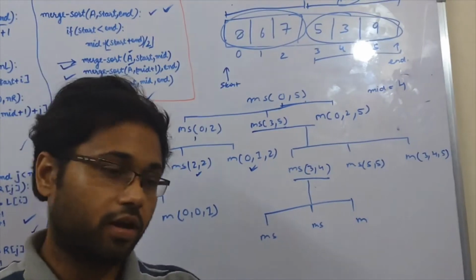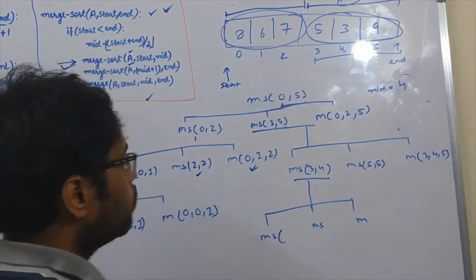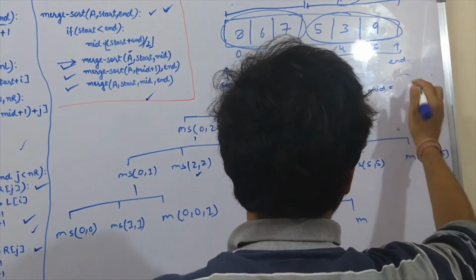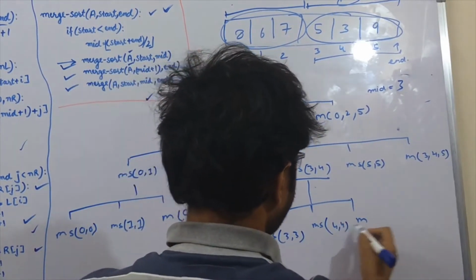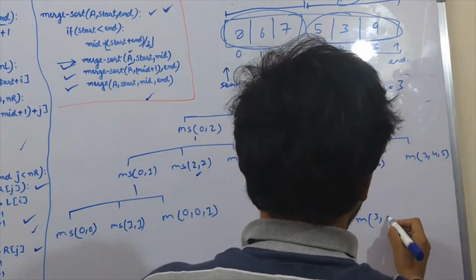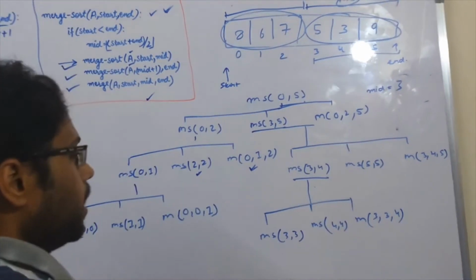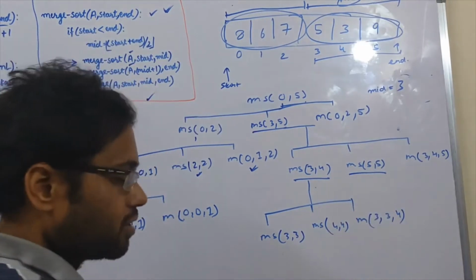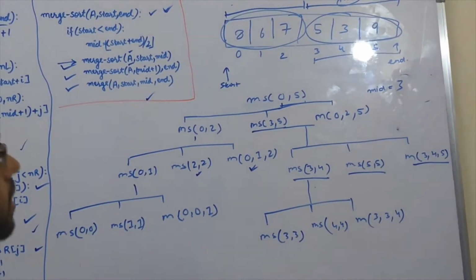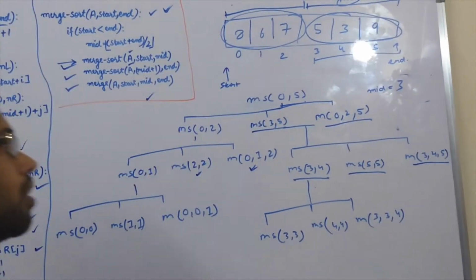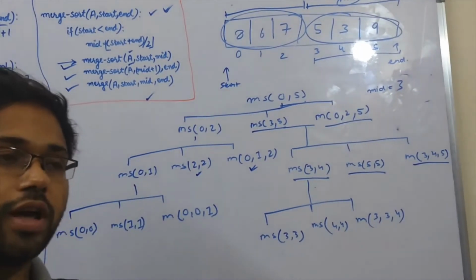Now, what is 3, 4? 3 plus 4 is 7, by 2 is 3.5, or 3. So now the mid will change to 3. So merge sort 3, 3 will be called, and from mid plus 1, 4, 4 will be called, and the merge procedure from 3, 3, 4 will be called. This function will not call again, as start is not less than end, and the merge procedure is only for computation purposes, so we do not need to call further functions. It will not call any other function. So this is the structure of how we are going to sort and merge the array.